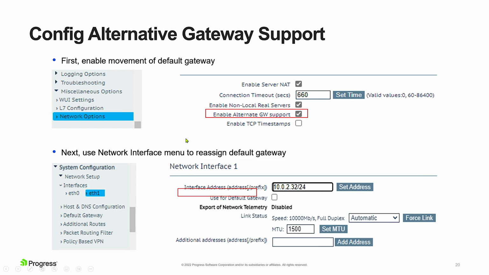Once you've enabled it, then the network interfaces will have an option that says use for default gateway. And that option is what you would check. And when you check that option, what happens is additional dialog boxes will pop up asking you to define the default gateway for that interface. You will type in the information for that default gateway, and then the appliance will move its default gateway to that other interface address. Not the network interface address, but the default gateway that's assigned to that other network interface.